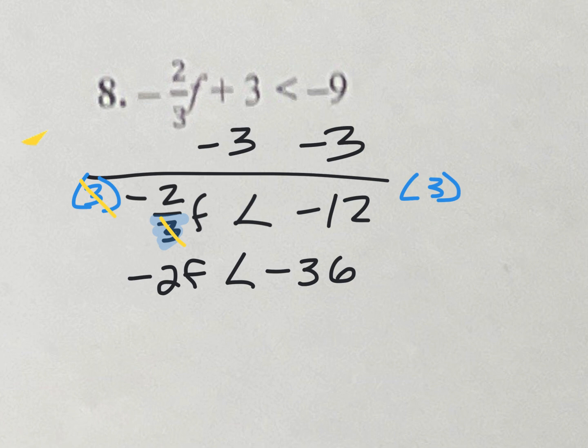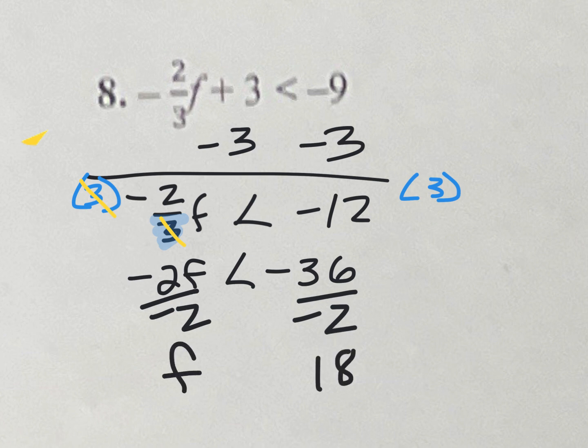To cancel out that -2, don't you dare tell me I'm going to add 2. What am I going to do instead? Divide, right? Because it means multiplication. Okay, so I'm going to divide both sides by -2. I've got f and 18, and what happens when you divide by a negative number? You got to flip that inequality symbol around.